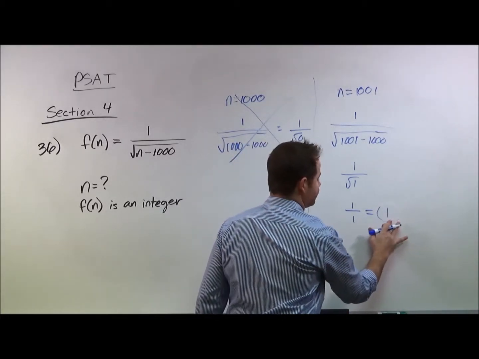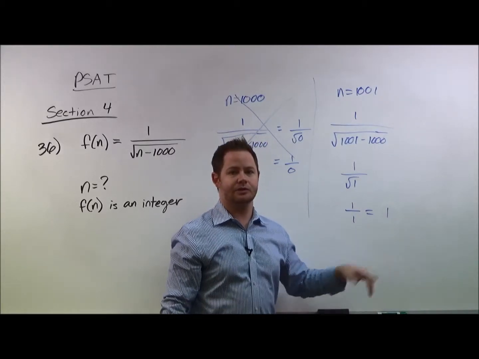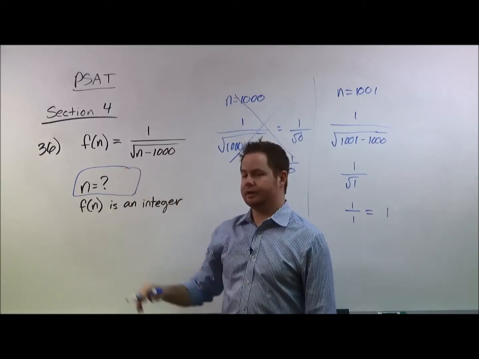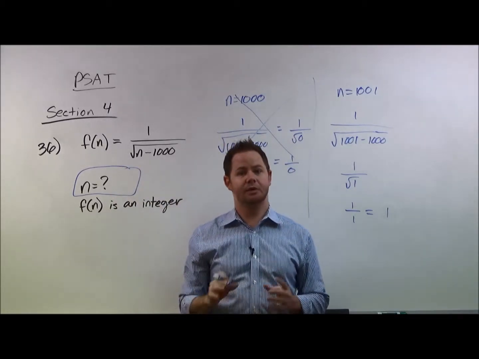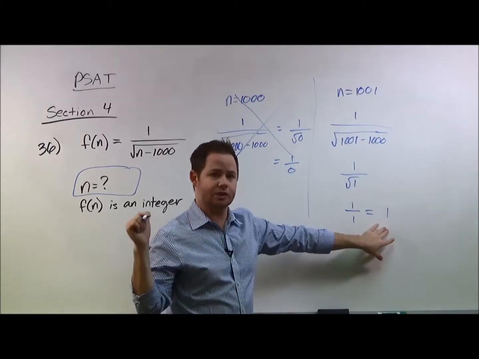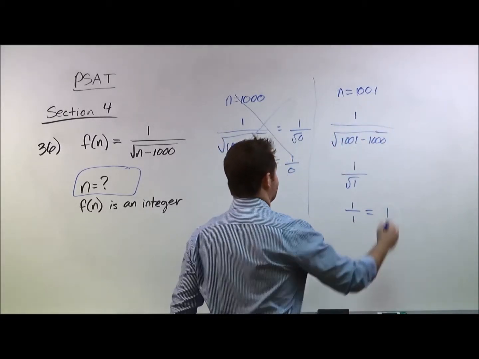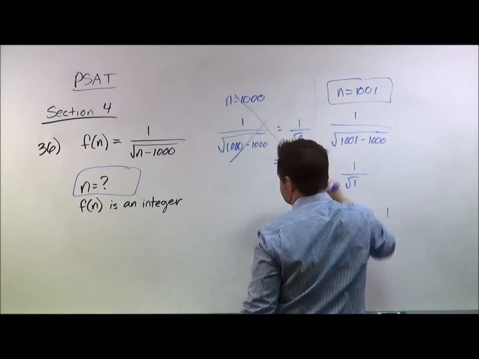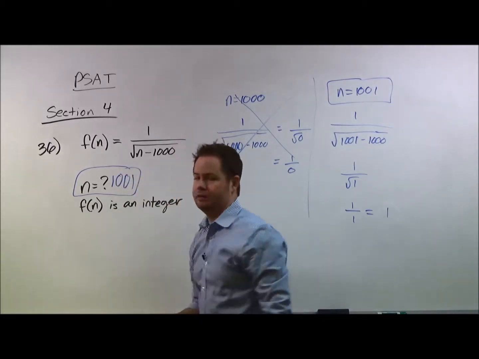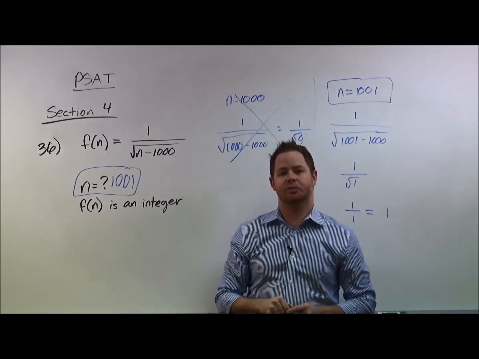I'm actually going to erase this circle because I don't want us to think that 1 is our final answer. When you go to plug in your final answer, notice what the question's asking. The question wants to know the value for n. Not what the result was when you plugged in n, but what is n itself. And n, for this to work out to meet this restriction that f of n has to be an integer, n equaled 1,001. So this is actually the answer that we're going to be plugging into our answer sheet on that question 36 on the grid-in portion of the PSAT.